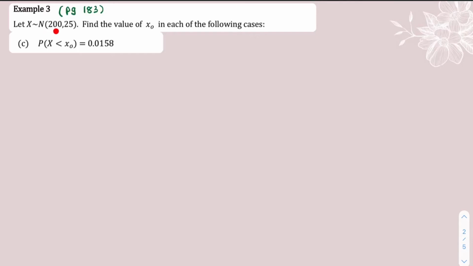Let X have a normal distribution with mean 200 and variance 25. Find the value of X naught in each of the following cases, where part C is given that the probability of X less than X naught is 0.0158. First and foremost, you should know that your normal distribution has the parameters mu and sigma squared. So you can compare, you know that your mu is 200 and your sigma squared is 25.